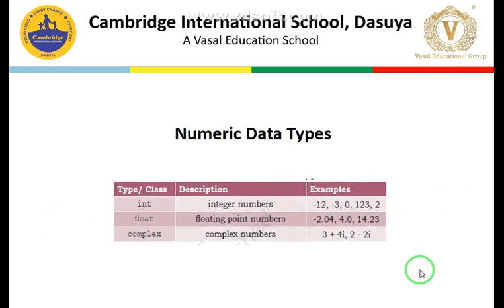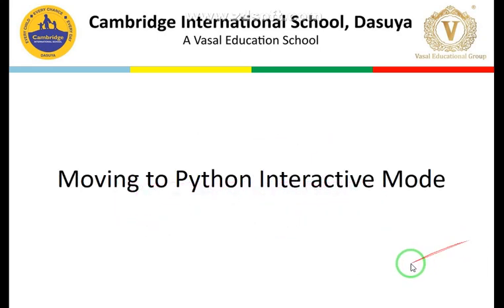So numeric data types, you can see from the figure. Integer, its examples are given, that these are the whole numbers. Float, example is given, they can have a fractional value. And then are the complex numbers, which are used in mathematics mostly, and you see here that they are containing iota, so that represents the complex numbers. Now we'll move to the Python interactive mode for its example.